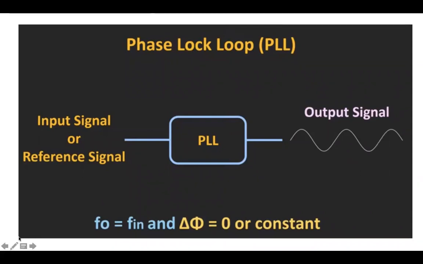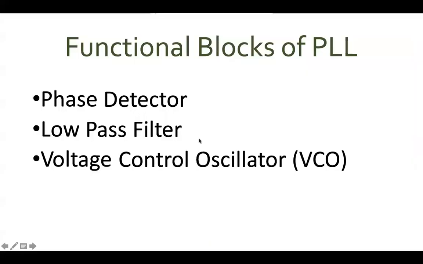Fine. So here you have something called F naught, which is equal to F in and small changes in the phase. Okay. So there can be two values here. It can be 0 or it can be a constant value. So I can decide how much of variation is going to happen here when I'm going to lock the phase, right? So that's in my control. So these are the three important functional blocks. We can make note of it.